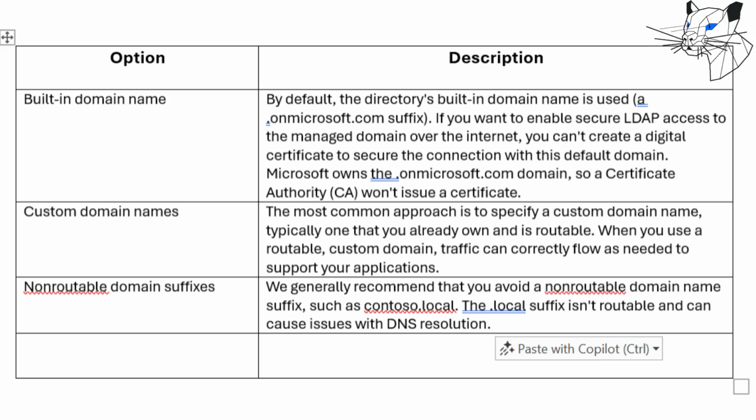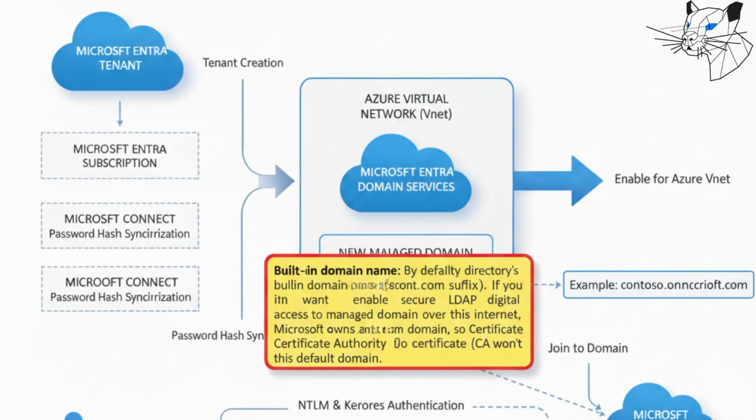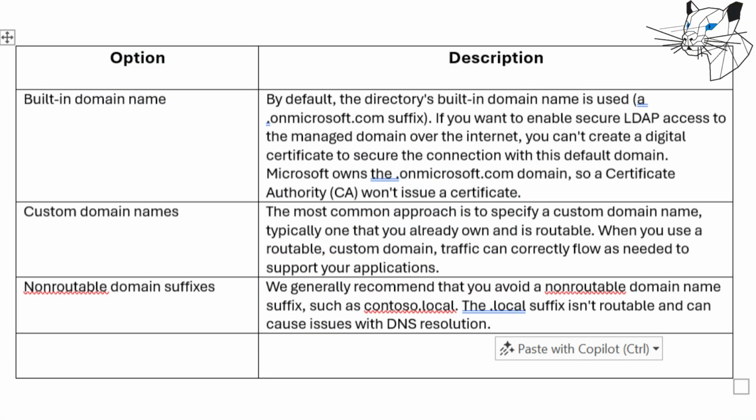Option description, built-in domain name. By default, the directory's built-in domain name is used, a .onmicrosoft.com suffix. If you want to enable secure LDAP access to the managed domain over the internet, you can create a digital certificate to secure the connection with this default domain. Microsoft owns the .onmicrosoft.com domain, so a certificate authority, CA, won't issue a certificate.